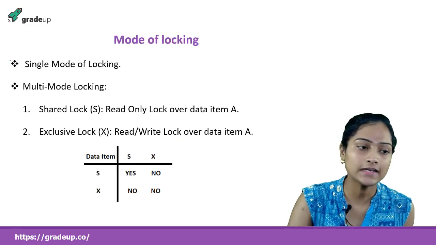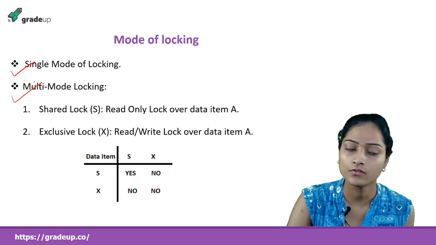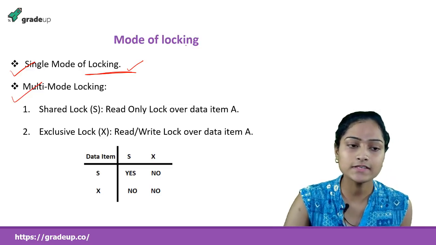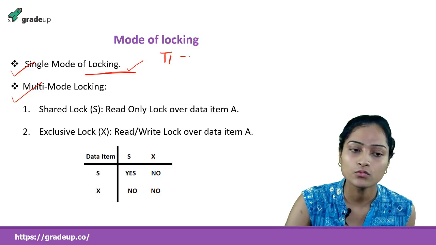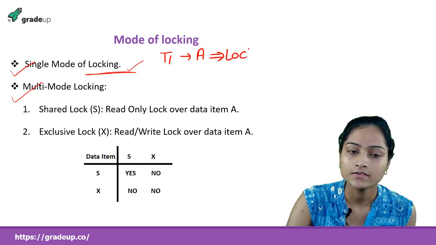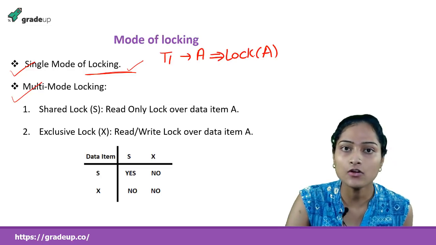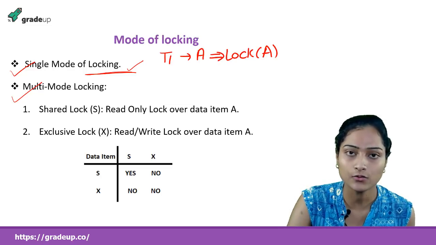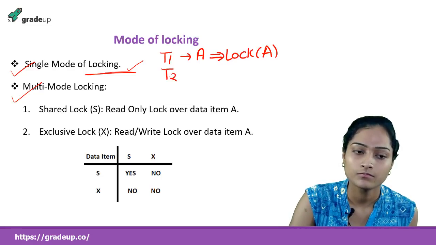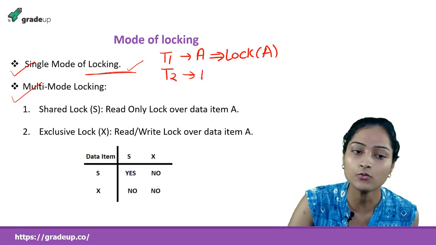There are basically two modes of locking: single mode of locking and multi-mode of locking. In single mode of locking, suppose this transaction T1 wants to read data item A. Then it will acquire a lock on A, because till now no other transaction is using this particular data item.